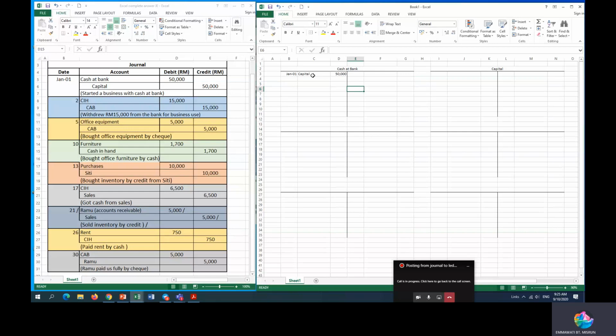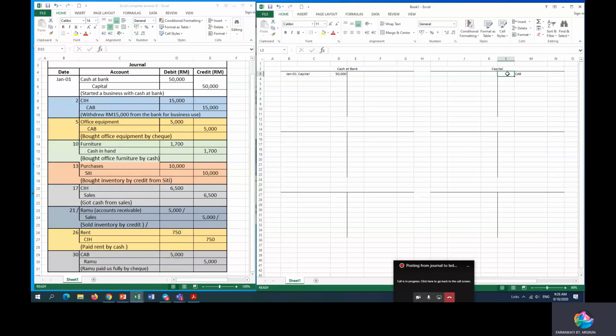So in the journal entry, we have capital on the credit side. So we should also have a capital account. So this is the name of the account, capital. It is written on the credit side of the account. It means that in the ledger entry, we should also have it on the credit side. So the entry for capital is cash at bank. So we should write it down as cash at bank.